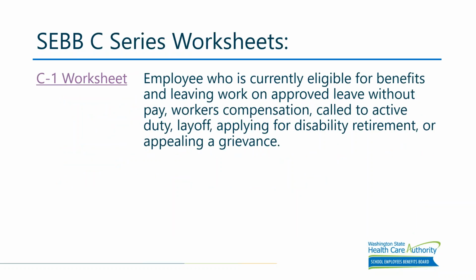So let's talk a little bit about the 5 C series worksheets. We have our C1 worksheet. This is for an employee who is currently eligible for benefits and they are leaving work on an approved leave without pay, workers' compensation, they're called to active duty, they've been laid off, they're applying for disability retirement, or they're appealing a grievance.